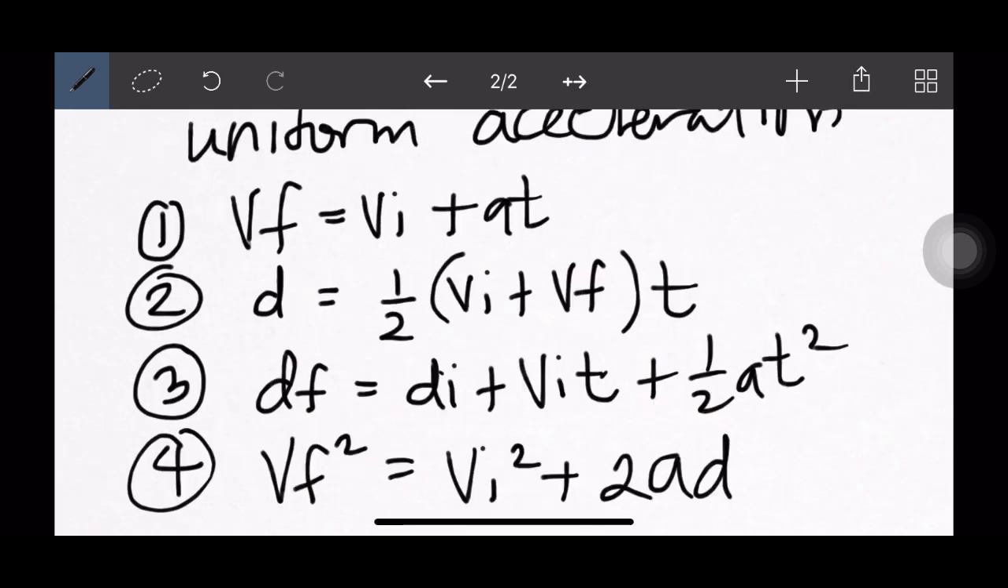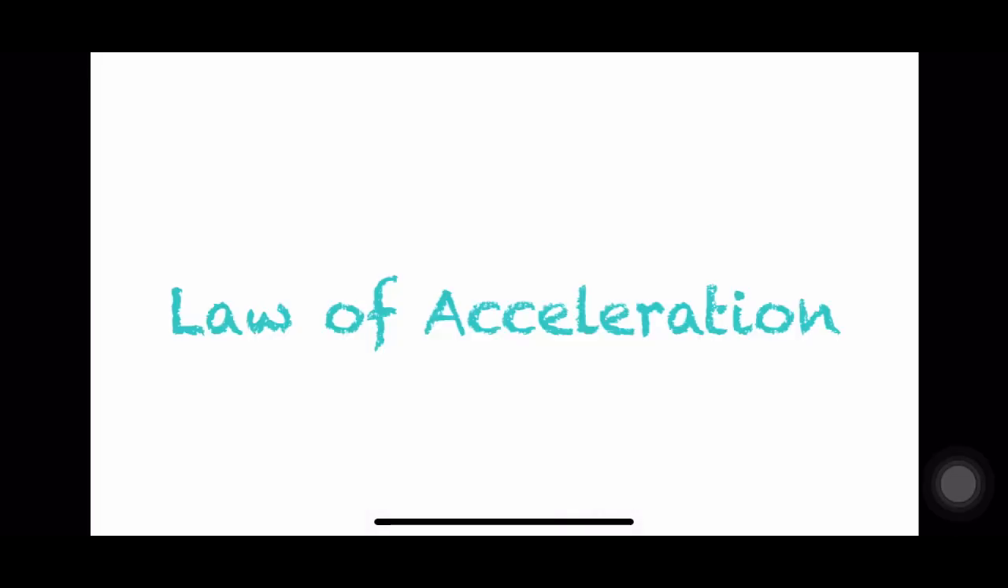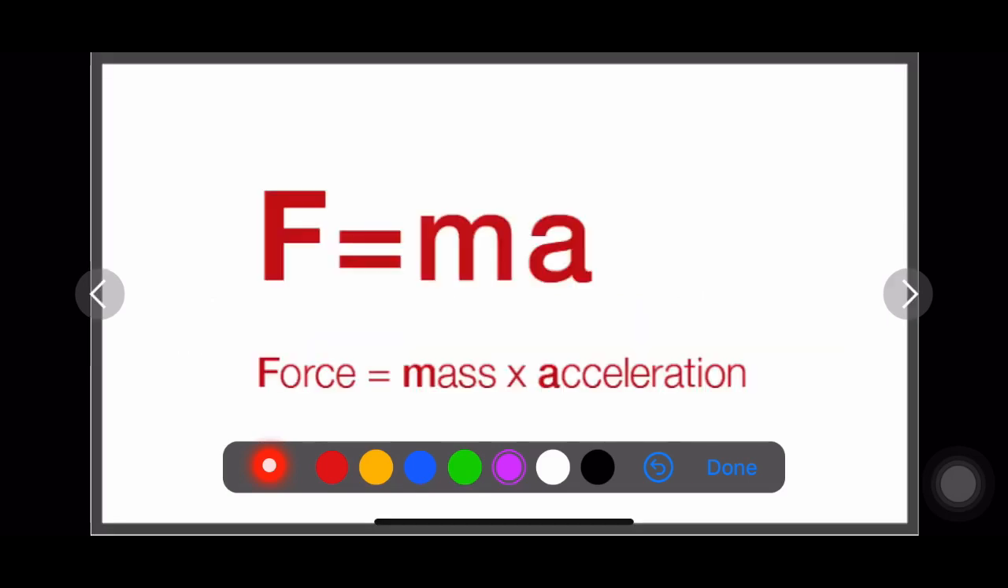Why are we using these equations? Because since there is already an acceleration, we are trying to assume that the acceleration is uniform. And to solve for problems involving uniform acceleration, we will be using these different equations. So that's why the second law is also called the law of acceleration. Right, so the standard unit for the force is Newton, the mass is in kilograms, and the acceleration is in meters per second squared.